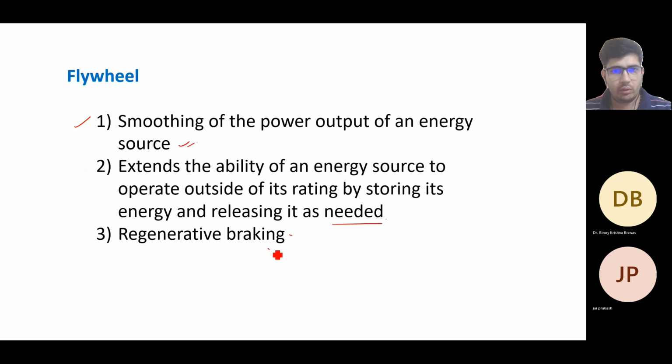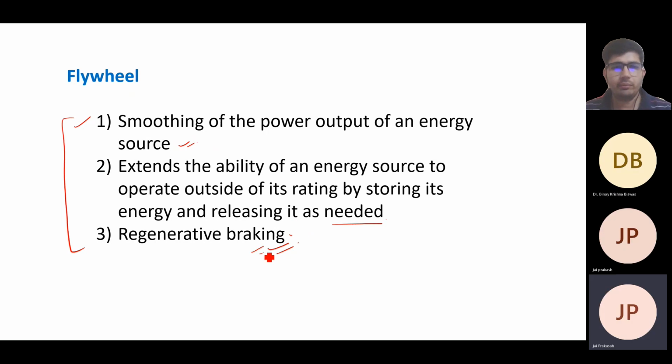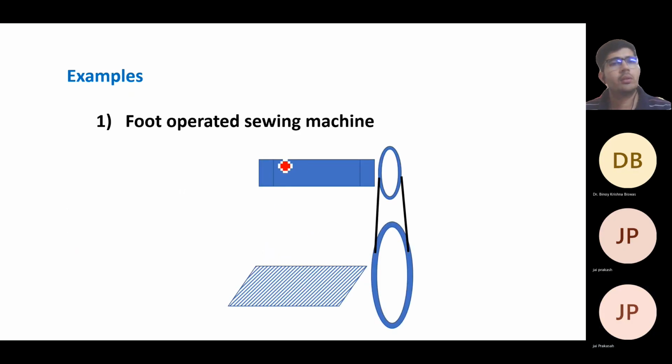It can be used for regenerative braking. So these are the major points of a flywheel: it can smooth the power output of an energy source, extend the ability of the energy source to operate outside of its rating by storing its energy and releasing it as needed, and provide regenerative braking. So these are some examples.